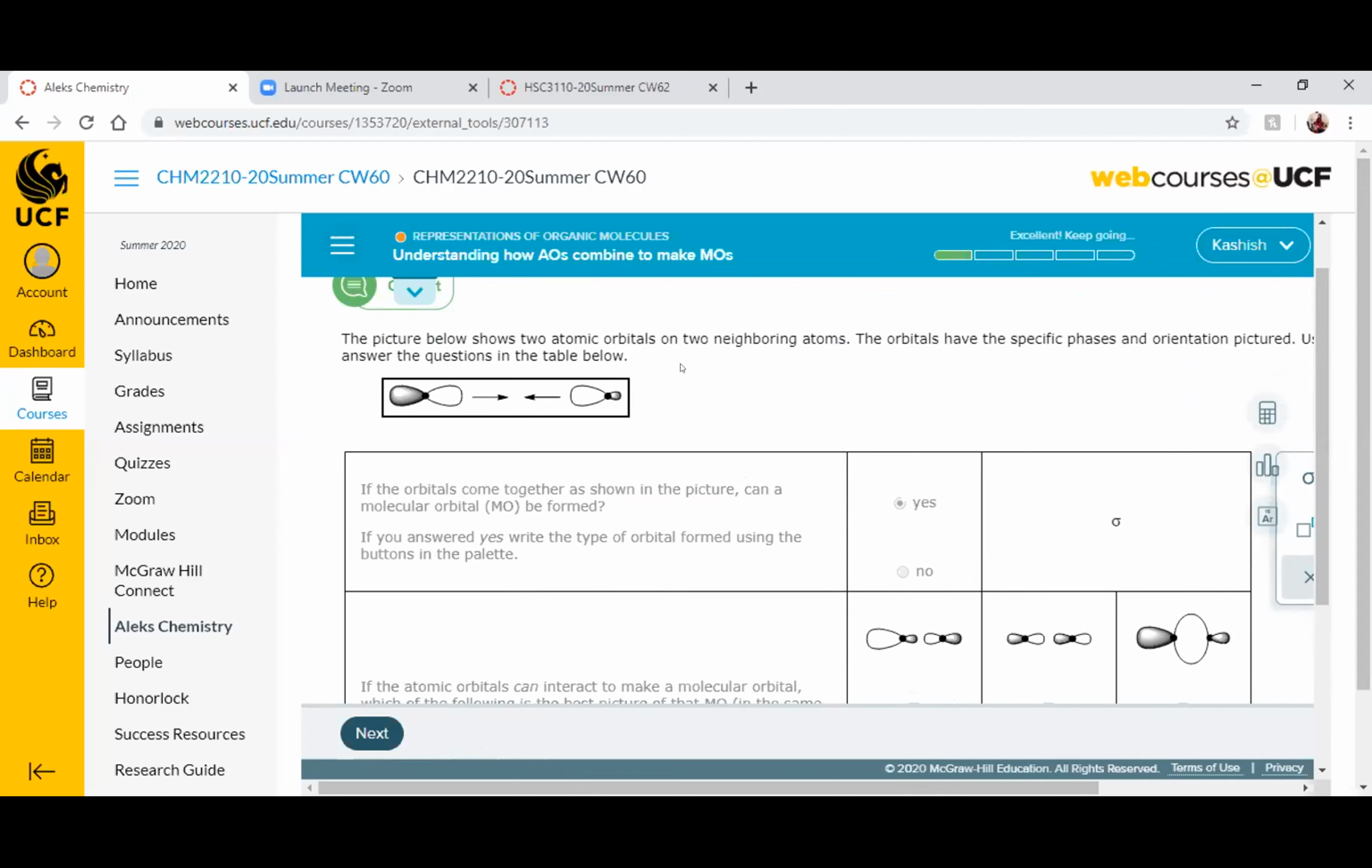Again, I have a question. Go ahead. So a sigma bond basically means when the nodes are in a straight line, and if they're away from each other, that would be pi? Yes, because of the way that a pi bond works.